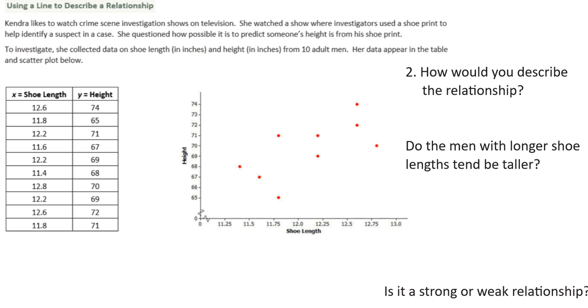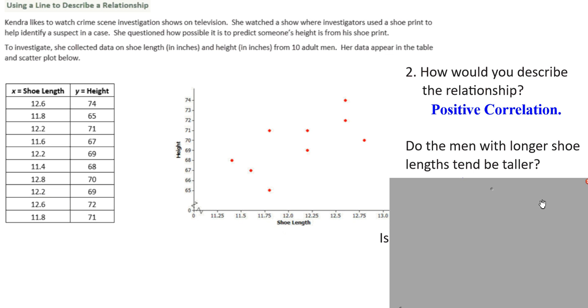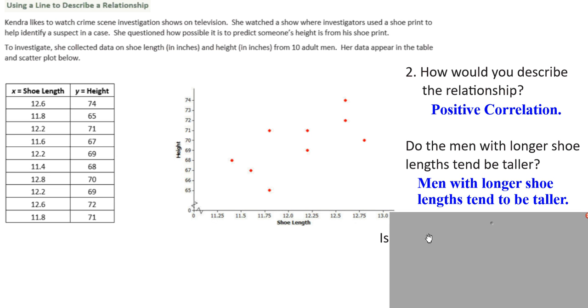Our next question says, how would you describe the relationship? Well, we said, as shoe length increases, so does the height. So it would be a positive correlation. And then, do the men with longer shoe lengths tend to be taller? As we look at the shoe lengths, as those increased, the heights also increased. So that is a true statement.